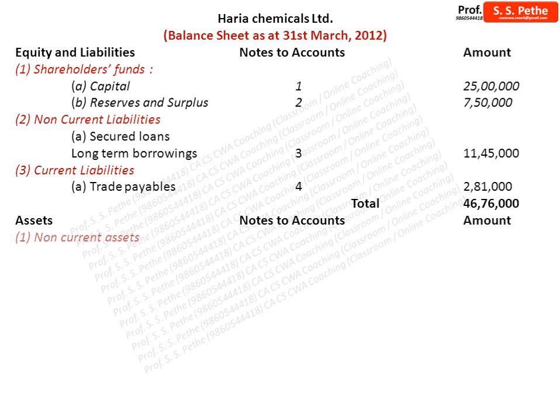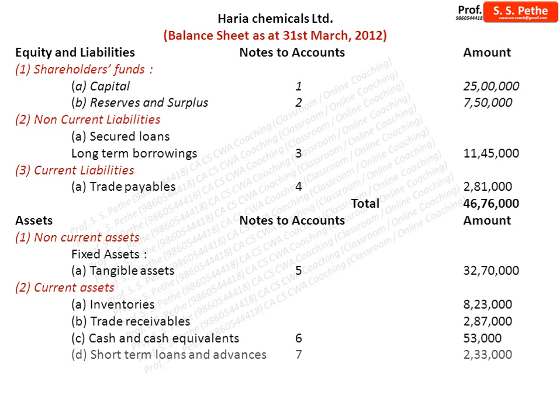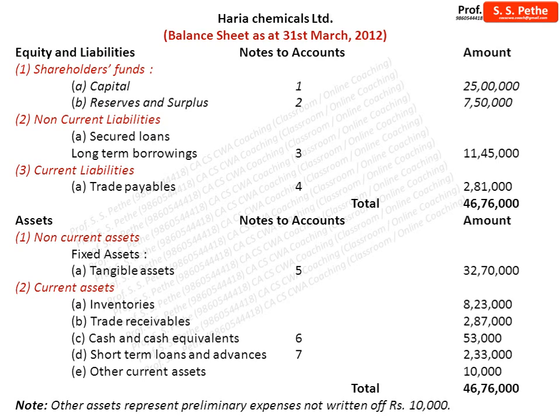Assets. Non-current assets, fixed asset. In non-current fixed asset, tangible assets, current assets, inventories, trade receivables, cash and cash equivalents. Note number 6, 53,000. Short-term loans and advances, note number 7. Other current assets, 10,000. So this is how you have to prepare the balance sheet of the company.